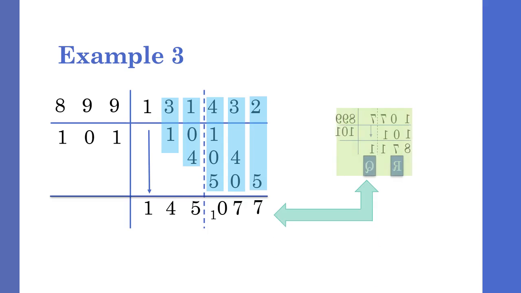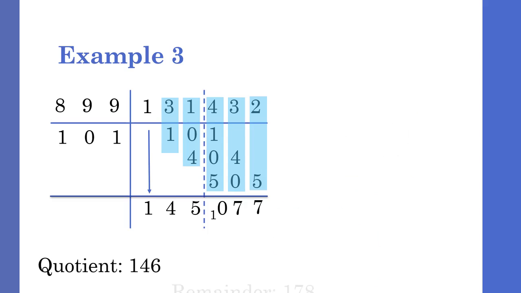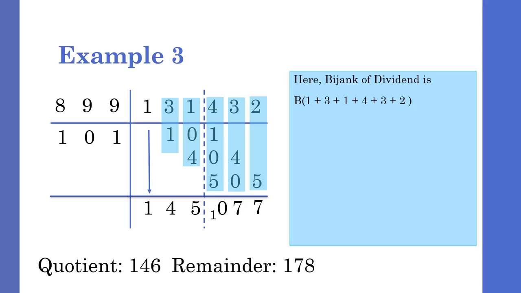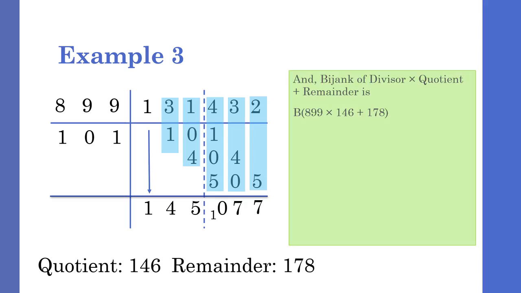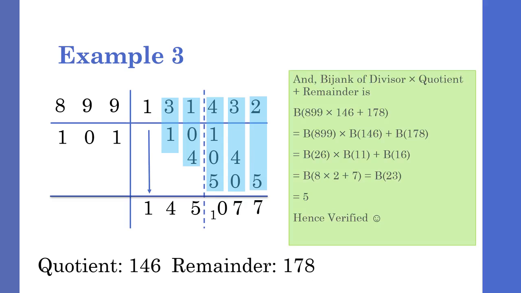As you observe, I get quotient as 1, remainder 178. Let me add it to my previous quotient. I get quotient as 146, remainder 178. Now let us verify by Bijank. The Bijank of dividend and divisor into quotient plus remainder is same, hence verified.